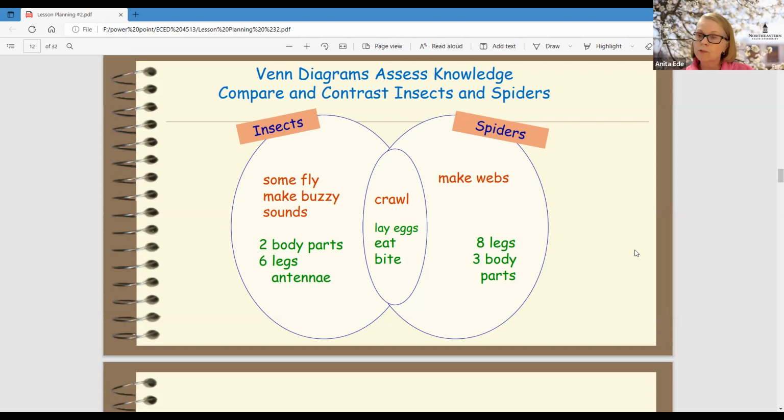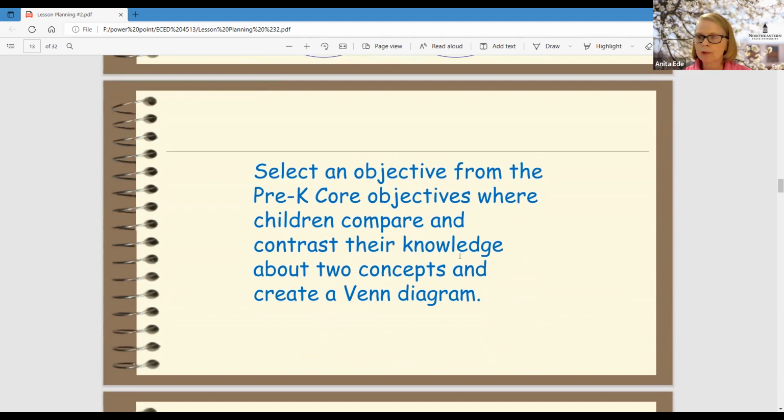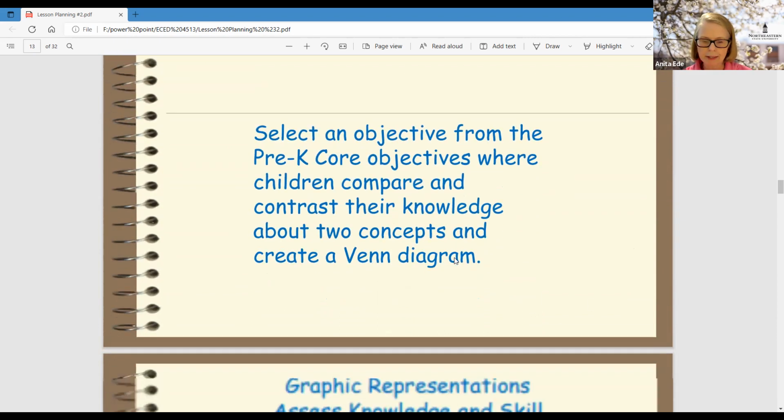So it's fine to do that, and notice it's in 2 different colors. Again, we have what they already knew in red, and then what they learned in green. But this is something that I recommend doing with older children, not 4s. And again, you can do a Venn diagram on your own for practice if you would like.